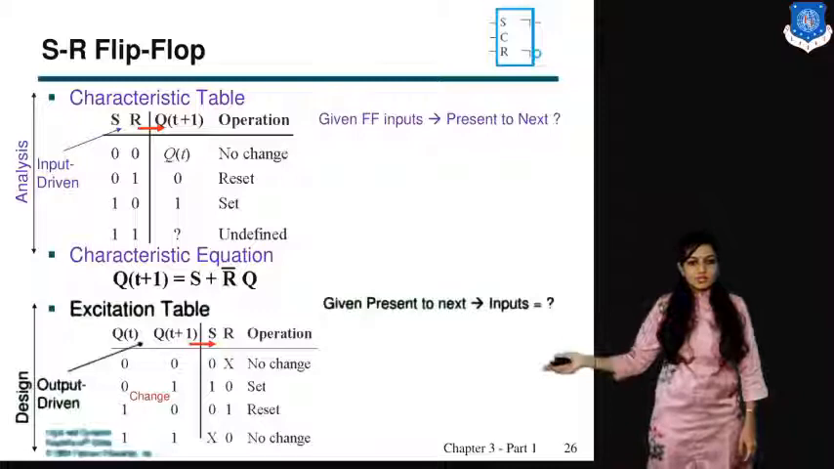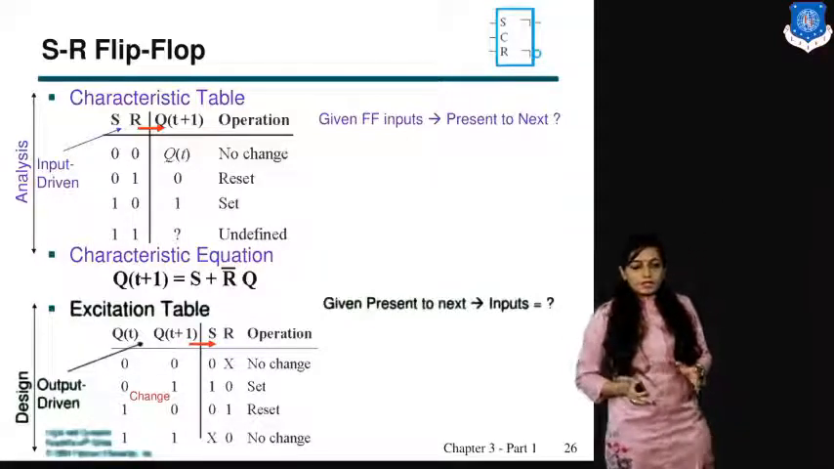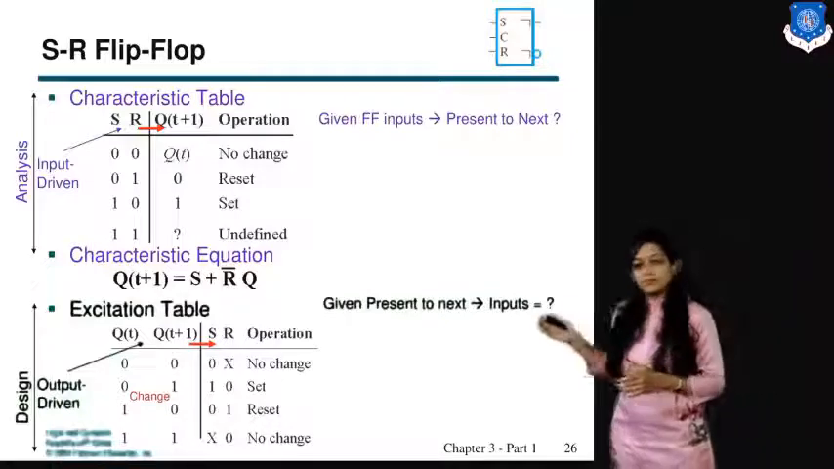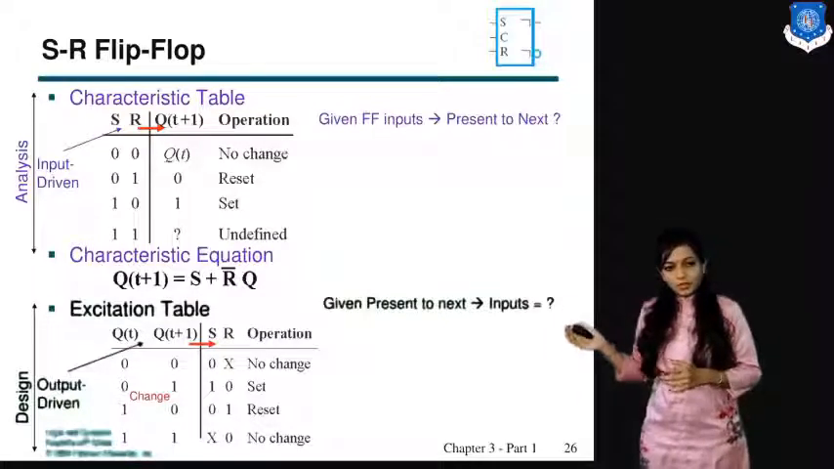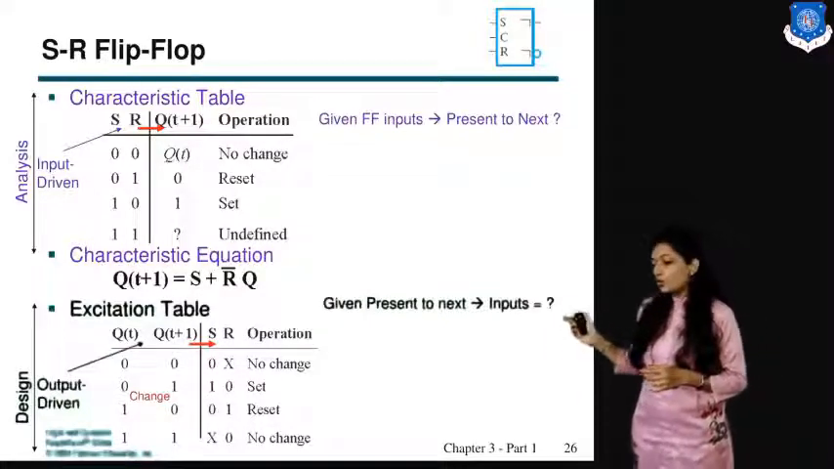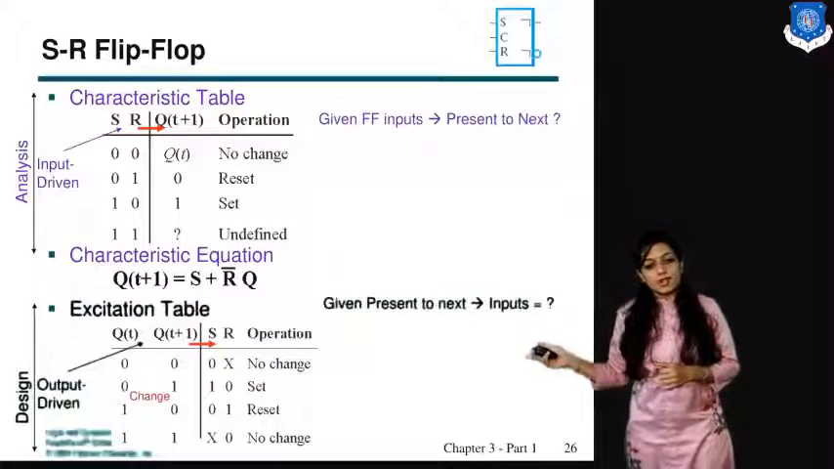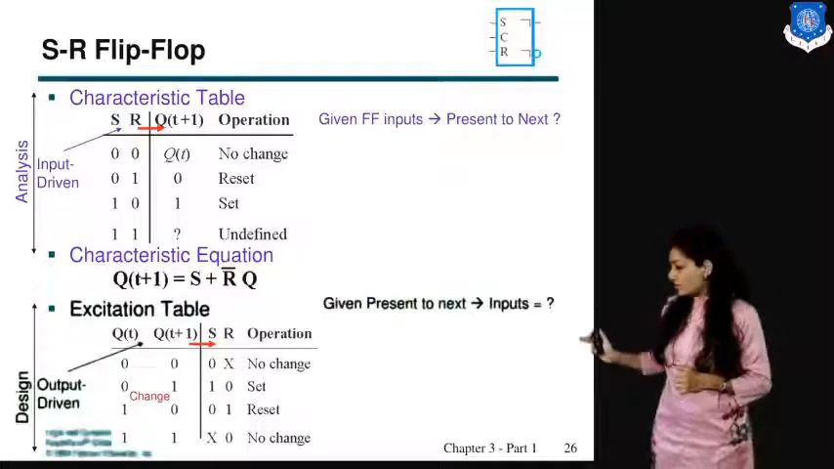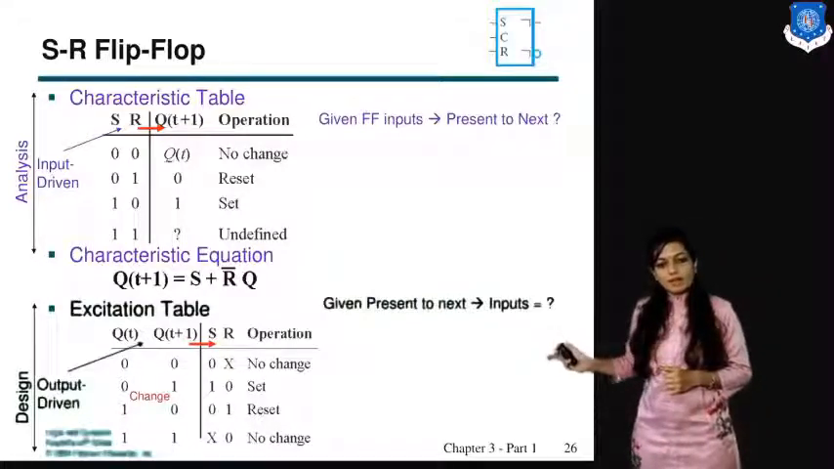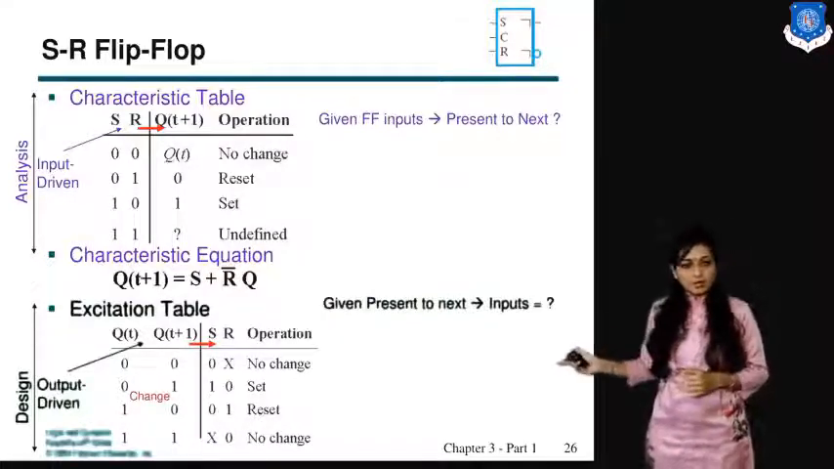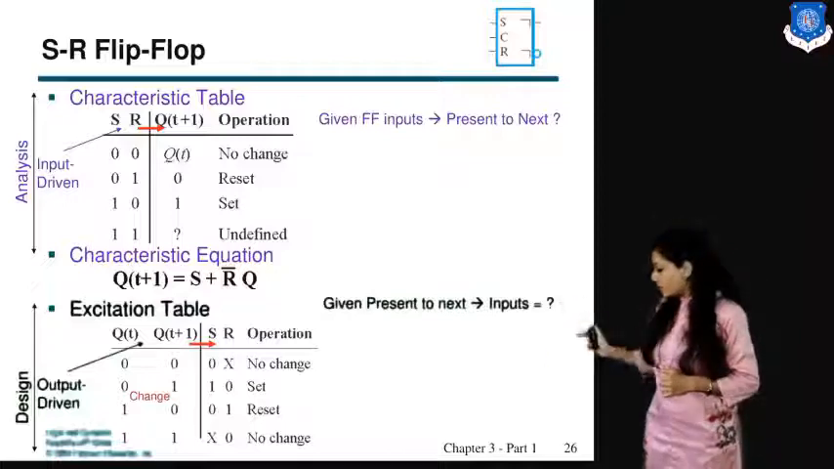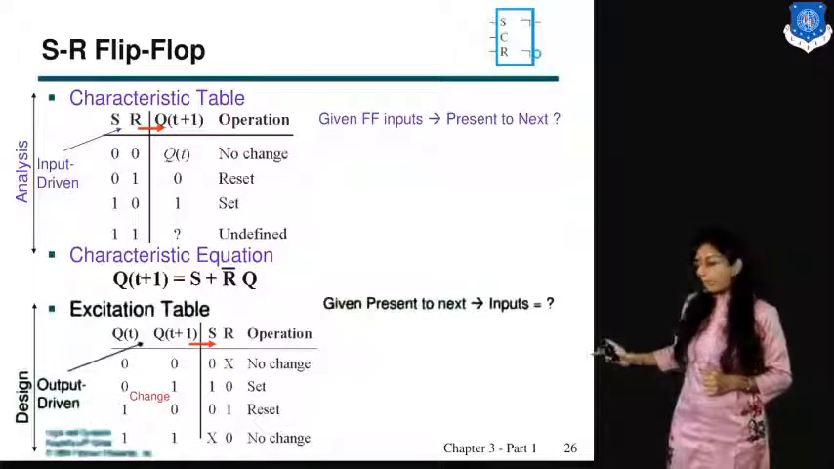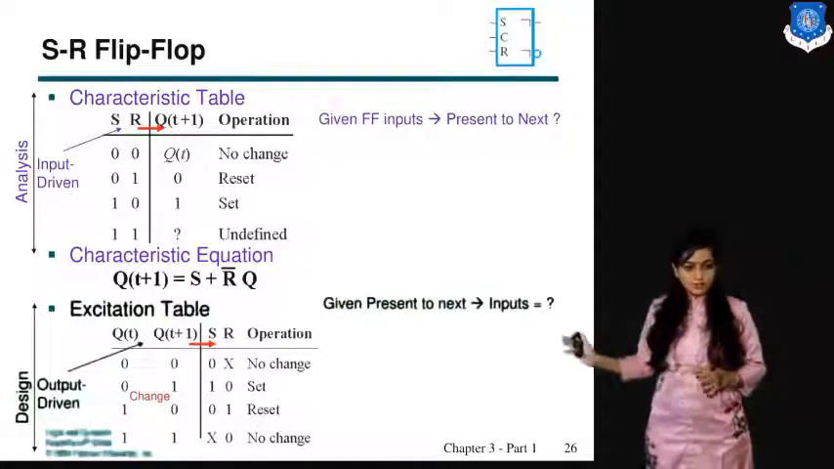And the excitation table is output driven. We know the present state and the next state, and we are going to obtain what the input would be. For Q equal to 0 and Q of t plus 1, the next state, equal to 0, S is equal to 0 and whatever the state of R is, it is crossed. It means I don't care. So for S equal to 0, whether R is 0 or 1, my operation will be no change.